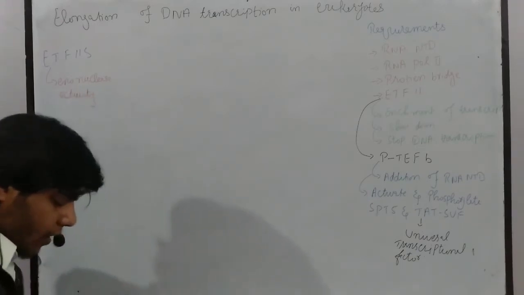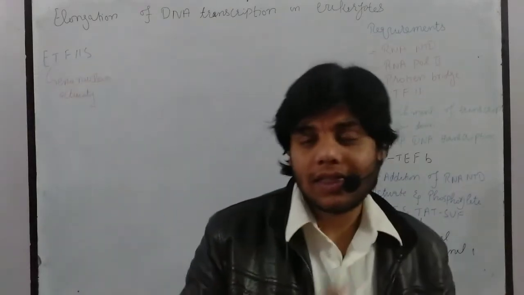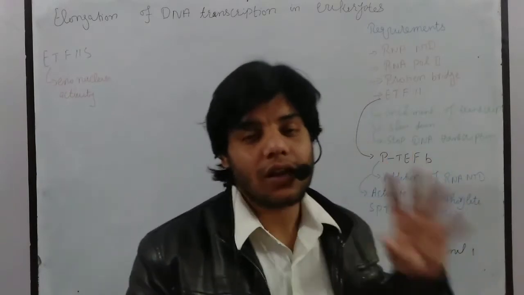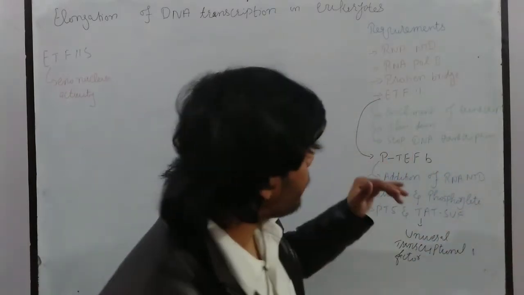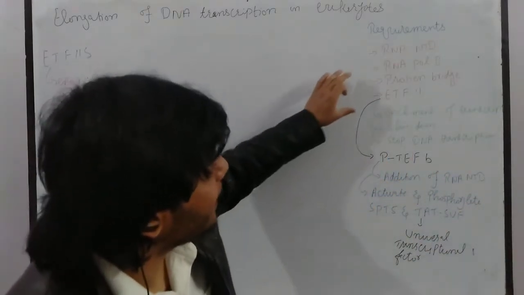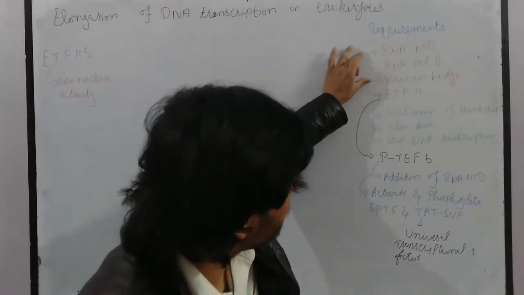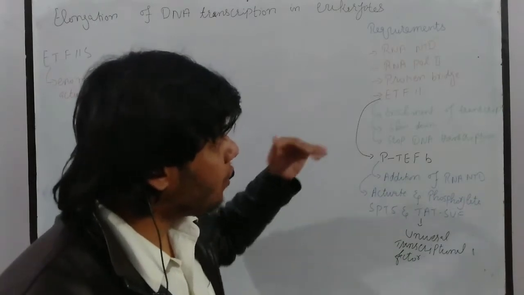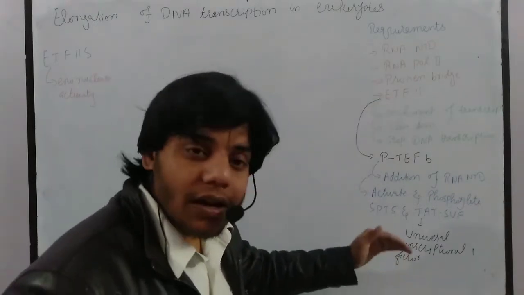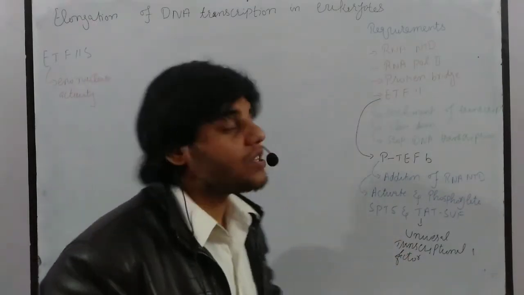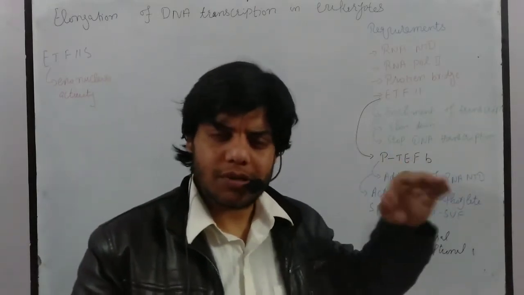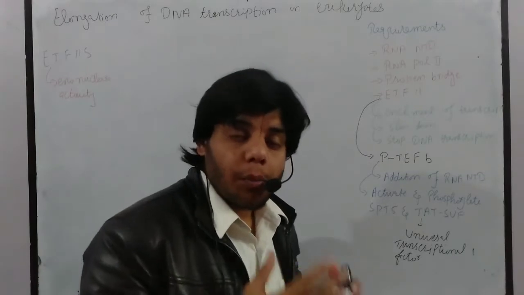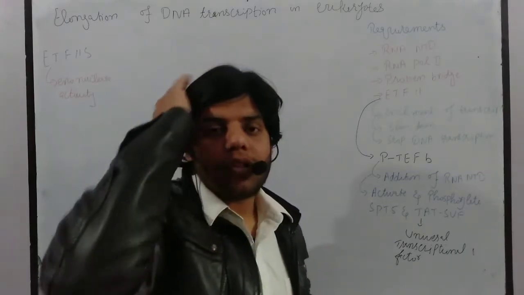Okay, so these are the main things that we need in elongation of DNA transcription. These are the requirements. If you remember, we talked about these three main things which are mainly needed in prokaryotes, but in eukaryotes some other requirements are also needed, due to which eukaryotic DNA transcription becomes a little bit complicated. Now let's talk about the process or the steps involved in this case.